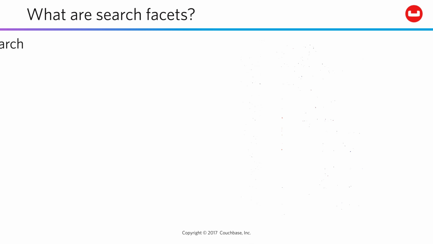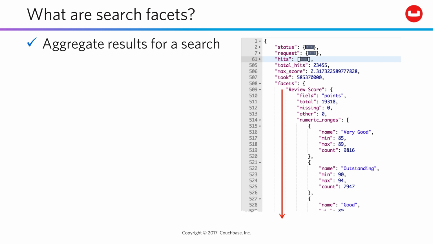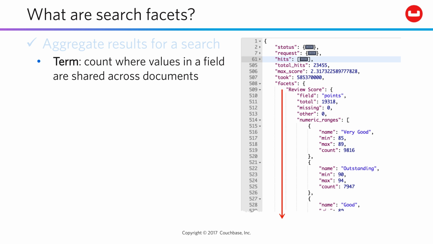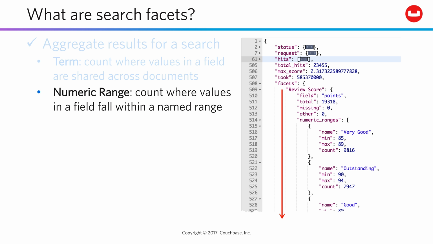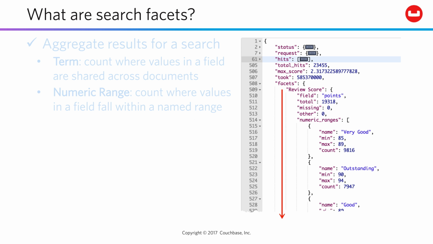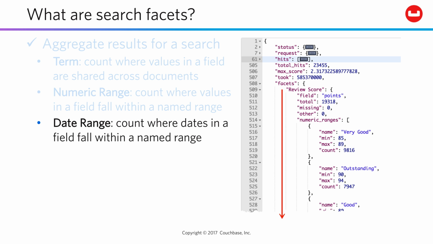Search facets are aggregate results generated as part of a search. There are three types. Term facets, which count the occurrences of different terms within a target field. Numeric range facets, which count values falling within a set of defined ranges, which you might think of as buckets of a form. And date range facets, which count where dates in a target field fall within one of a defined set of ranges. For example, perhaps orders by quarter year, or something of that sort.